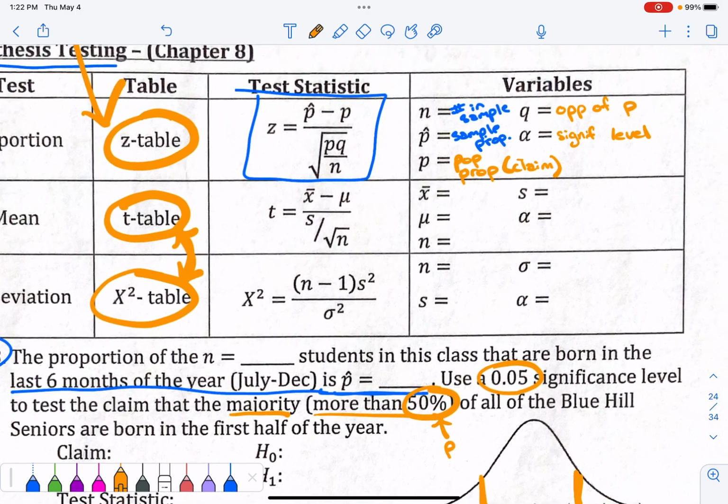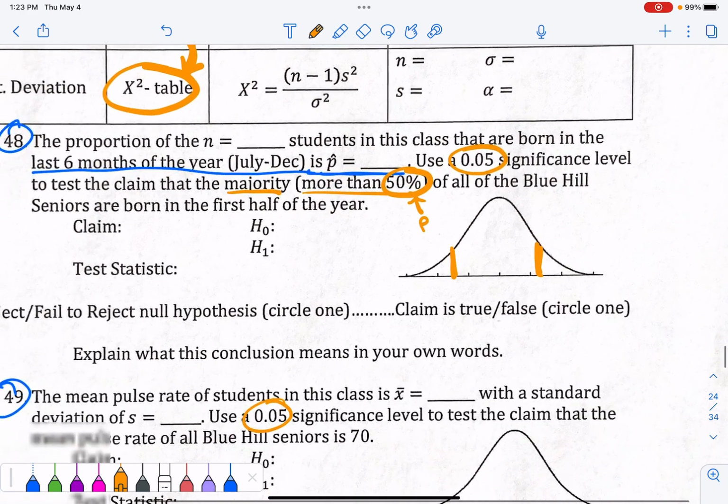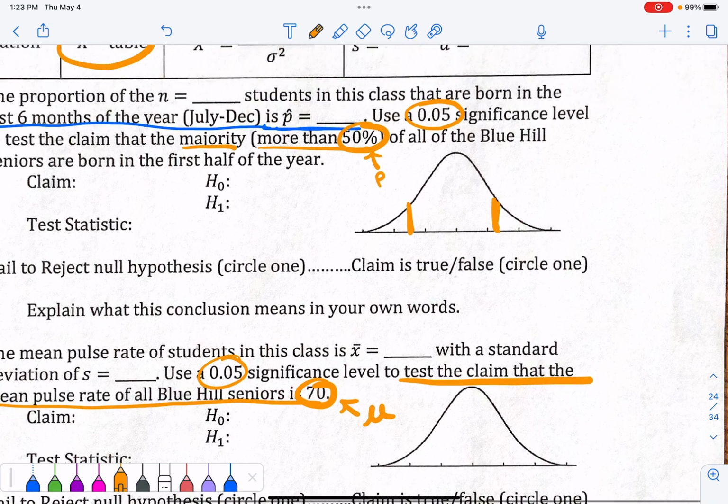Okay, so for mean, X bar is going to be your sample mean. Mu, which is this guy right here, he is the population mean, and that is the mean that you use that comes from the claim. So if we're claiming something, let's see what we're claiming down here. We're claiming to test the claim that the mean pulse rate of all Blue Hill seniors is 70. This is going to be your mu value, okay?